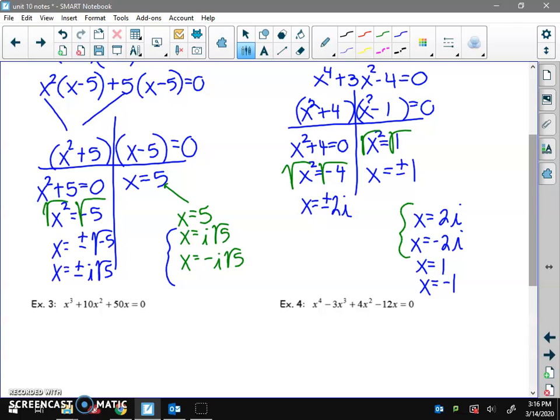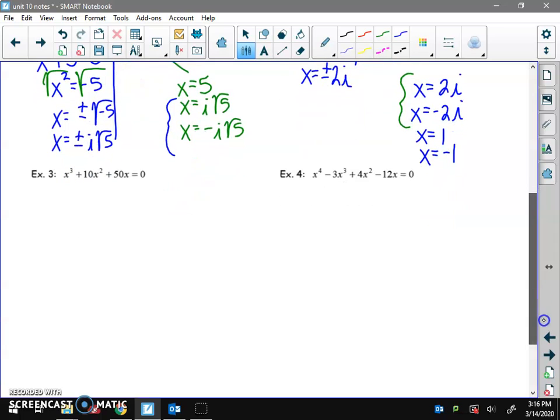The others were not. In example 3, it's a GCF problem. You can pull an x out of there. So x times the quantity x squared plus 10x plus 50 equals 0.